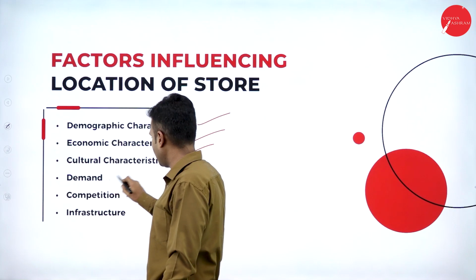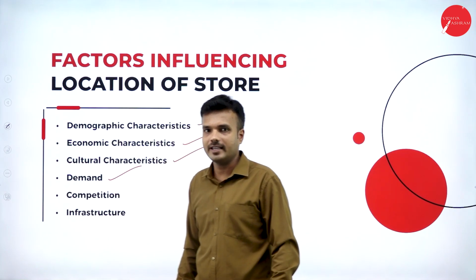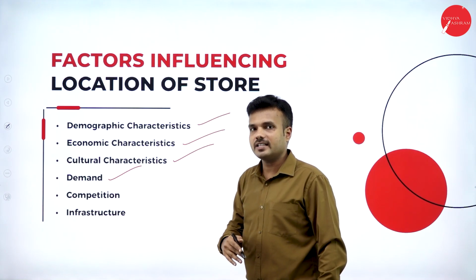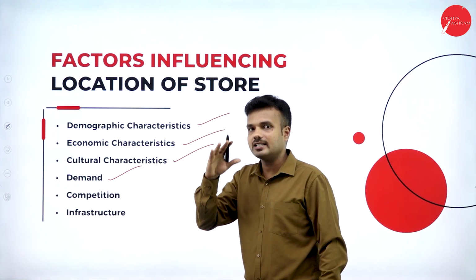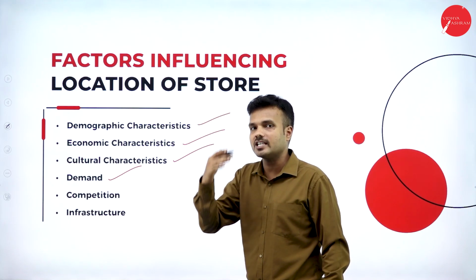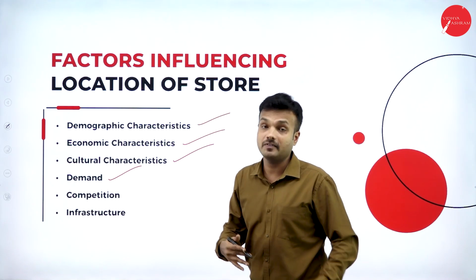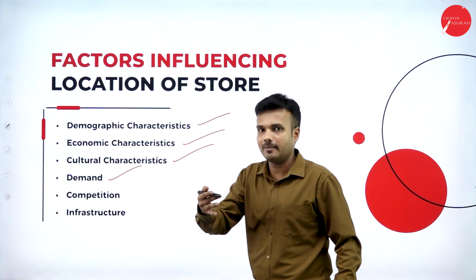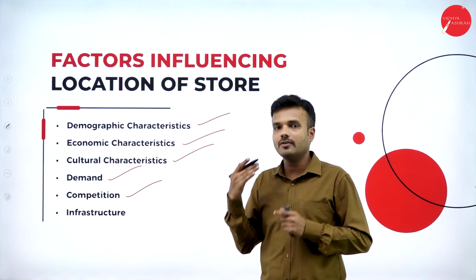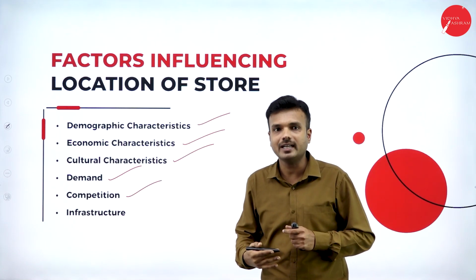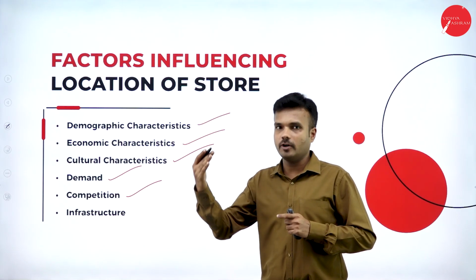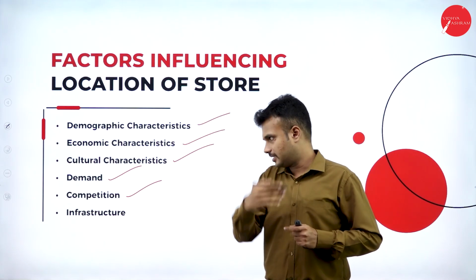Demand. Based on the demand for that particular product, I am going to establish a particular retail unit. For example, I am going to establish a retail store in Mysuru, so there must be a demand for that particular product for which I am going to establish a retail unit. If there is no demand, there is no use of establishing a retail unit. Next one is the competition. Whatever product I am going to sell in the retail unit, there must be competition for that particular product. Based on the competition, I am going to bring the product and sell it.